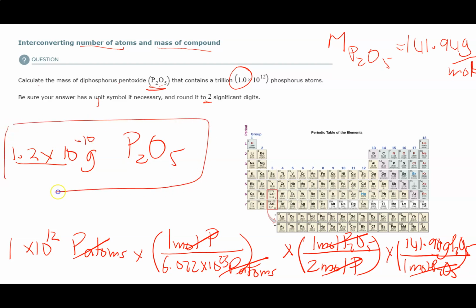Now that's not very surprising, because 1 trillion phosphorus atoms works out to 500 billion P2O5 units, which would be 5 times 10 to the 11, which is a lot less than a mole. By a long way, it's a lot less than a mole. So it should be a really, really small number, and it turns out that it was. So we don't have very many grams of P2O5 there.